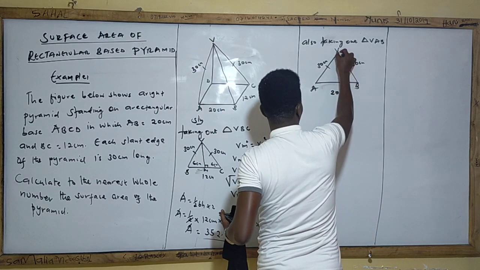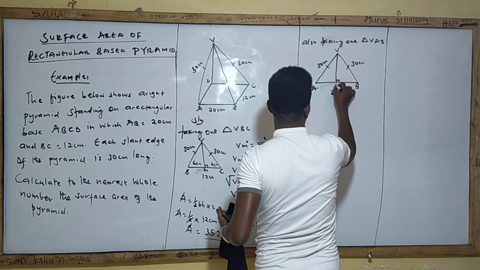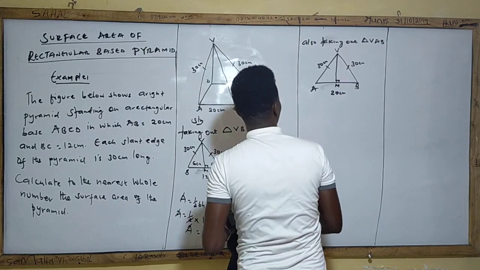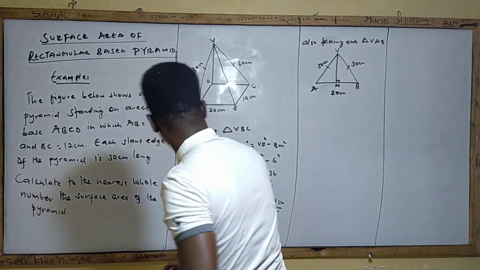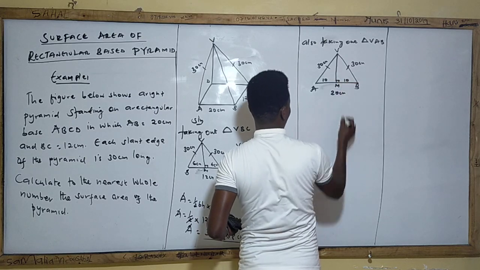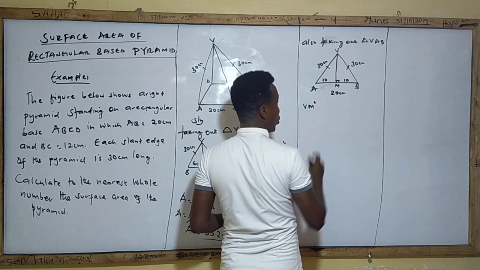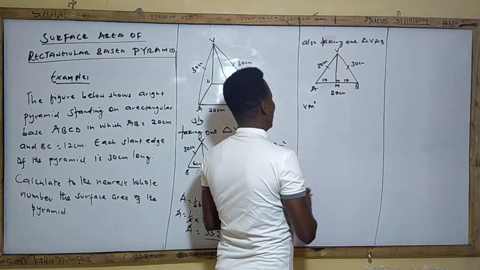So I will drop a line from V to meet AB. And this will be a perpendicular line. Call this point M. So let me get VM. I know this is 10. This is also 10. So I will say VM again. I'm looking for the true height. I want to get the true height.